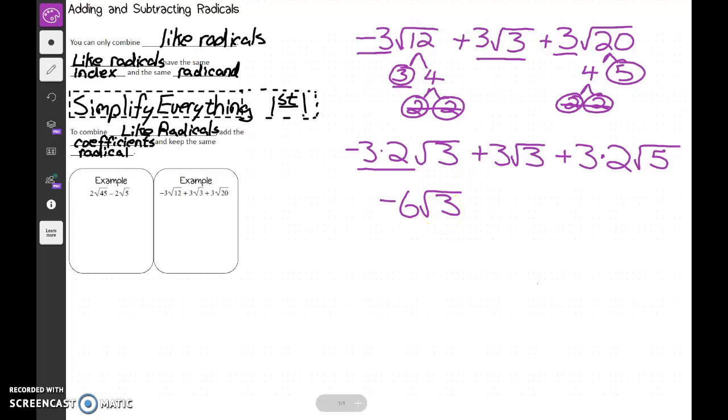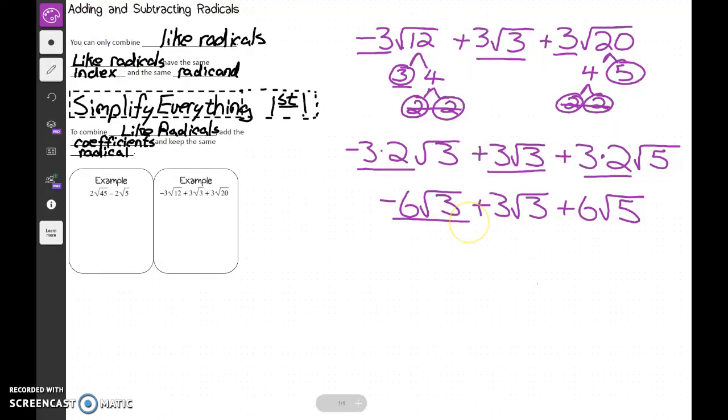Next, we just had 3 on the square root of 3. That has no simplifying needed, so we can just write plus 3 on the square root of 3. And then the last one over here, we had 3 times 2. So what's 3 times 2? So we got plus 6 on the square root of 5. Alright, now all that's left to do is combine our like terms or combine our like radicals. So here, what are our 2 like radicals?